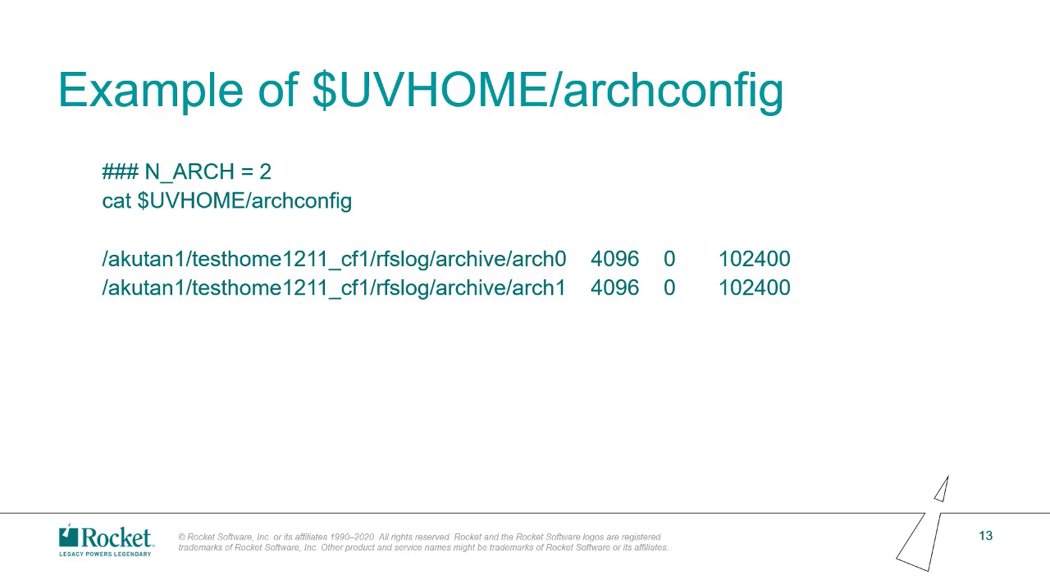This is the default arch config file of the system. Because we have nArch equal to 2, we have 2 entries in the file. The first arch file is this path, the second arch file is this path, and these are their block size, starting block and the number of blocks.